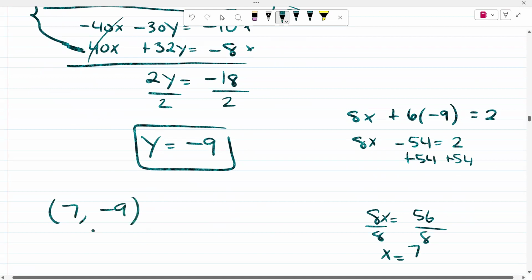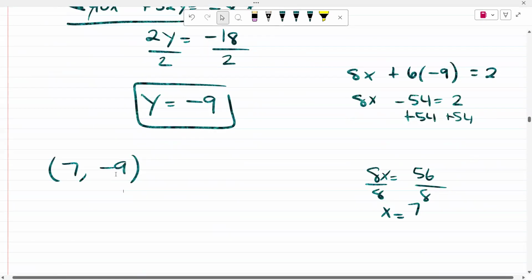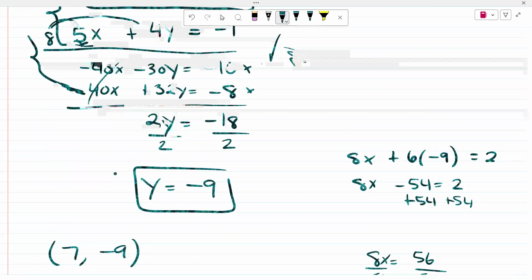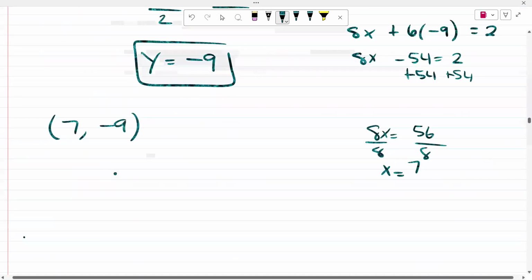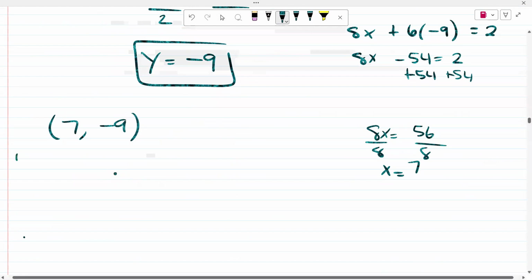Okay, so this was elimination. We're going to get the same solution using matrices. That's what I just wanted to show you. You can get the same solution with matrices. So I'm going to show you how to do it. Let's quickly do it with matrices, and we're probably going to use reduced row echelon form.